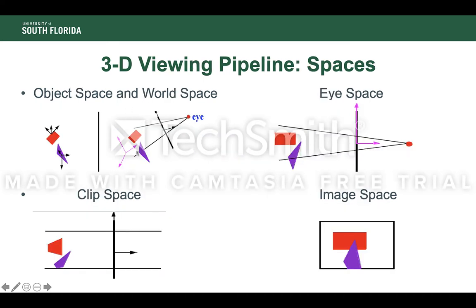These are a few visual representations of how the spaces look. This is the object space and the world space. You can see the eye over here, and this is the space from where it is getting projected onto this. Then this is the eye space for this particular object. Here you're clipping this object into this particular side. And this is the image space where you see that particular object in the defined coordinates for the screen.